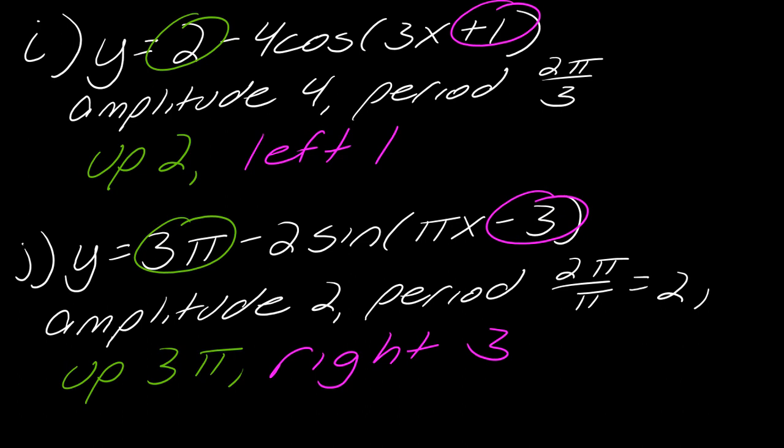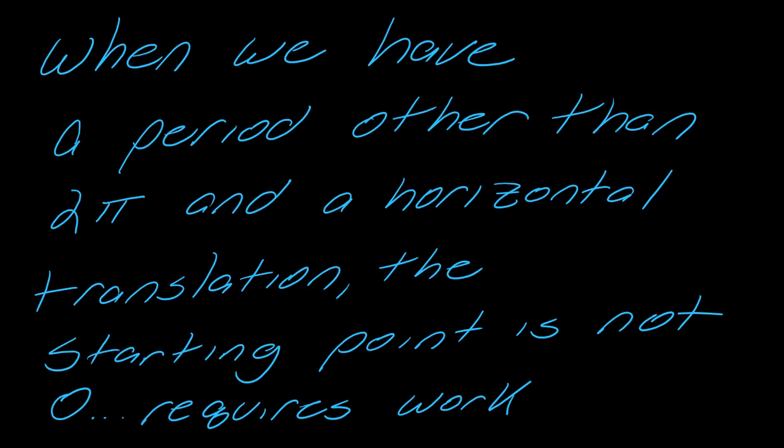Okay, so that was the first part, cracking that code. When we get into graphing, you're going to see why that matters. That's kind of the first thing that you want to know. The next thing is, when we have a period other than 2 pi in a horizontal translation, the starting point will no longer be 0 when we're setting up our tables.